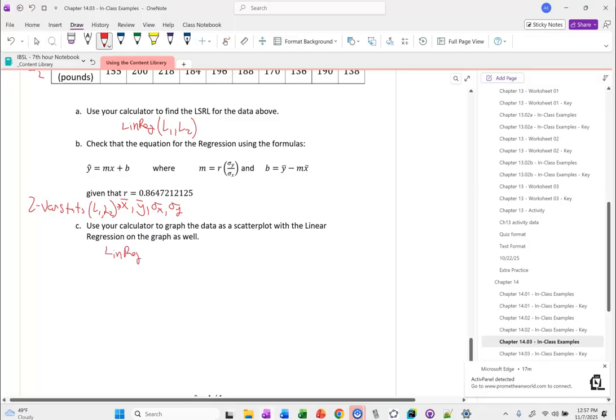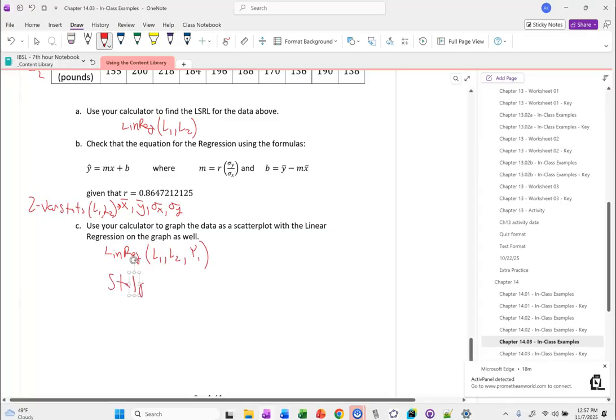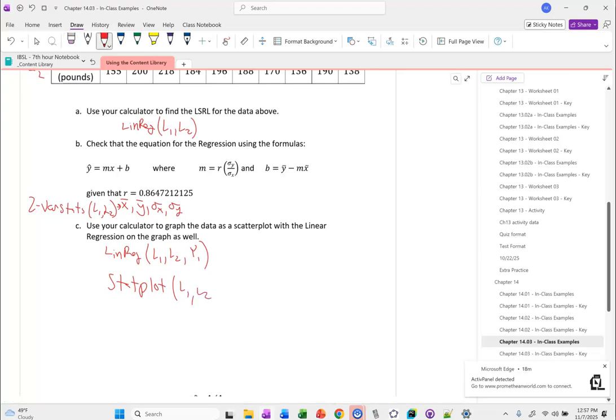So to get the linear regression on there, we'll store RegEQ into Y1. And then you just do Stat Plot with L1 and L2. And then ZoomStat it. And it should spit out the scatter plot with the linear regression line on it, if you need to copy it down onto your paper or whatever. You guys remember doing this? We did this in class already, right?